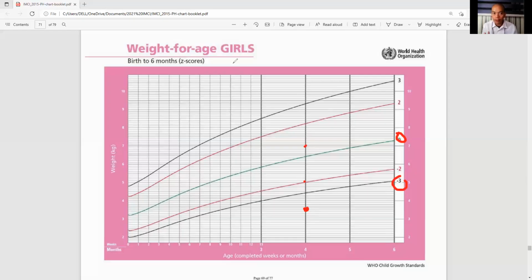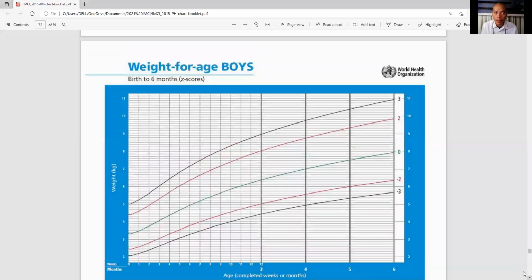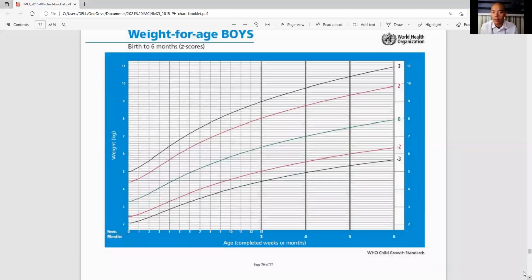So if the part of your IMCI asks for a z-score, that's how you get the z-score. The z-score can be 0, 2, or 3, or 0, -2, or -3. Okay? I will clear the annotation. Clear all drawings, cancel. Then I go to the next page. That's how you use your weight for boys, birth to 6 months, z-score.